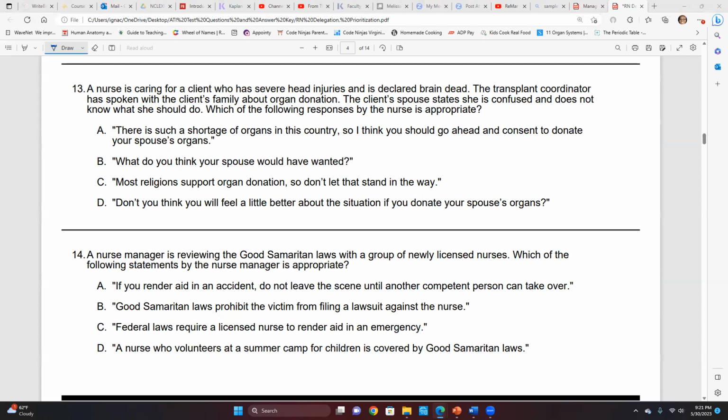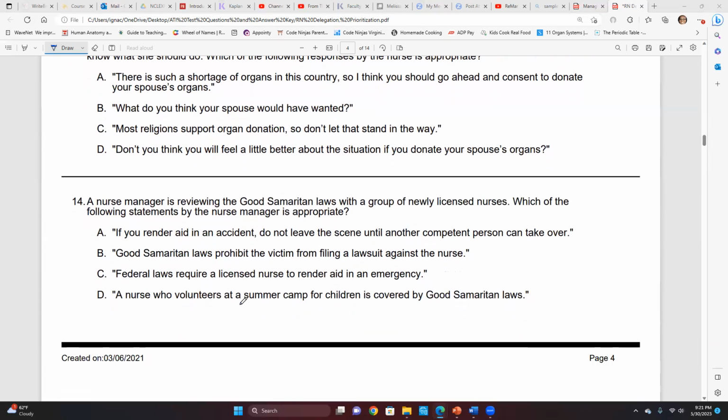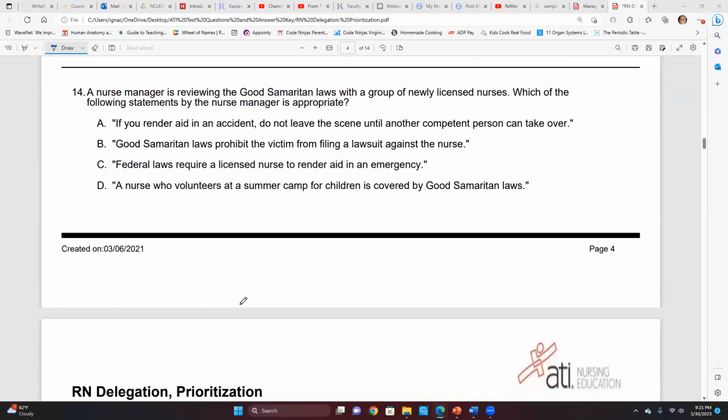Okay, for 13, yes, that is correct. I'll put the rationale in the chat, and you've been doing fantastic with these questions. What do you think your spouse would have wanted? We always want to take that into consideration, and that's a great question for the nurse to ask. It's therapeutic. Awesome. Okay, 14.